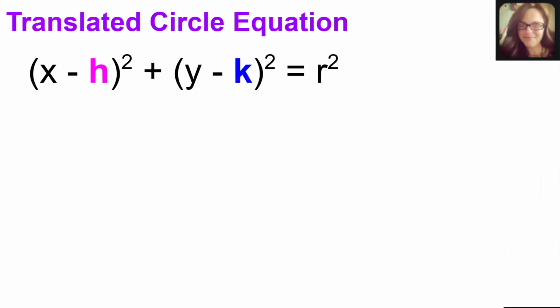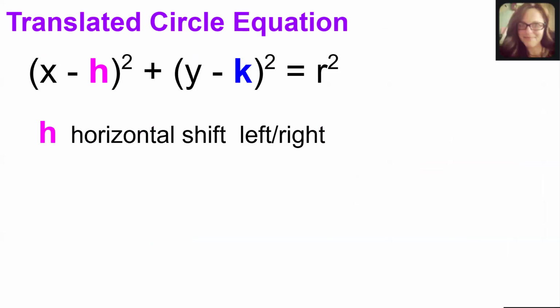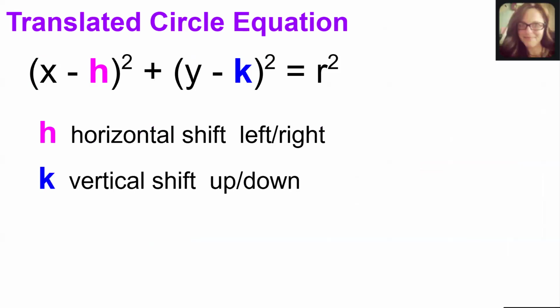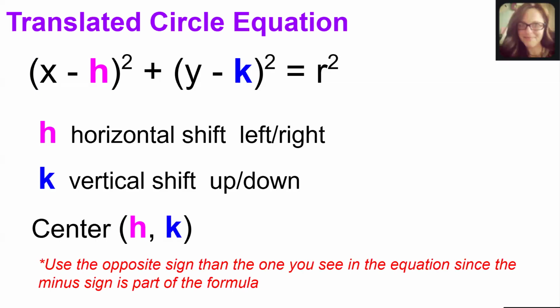Taking a look at the translated circle equation, (x minus h) squared plus (y minus k) squared is equal to the radius squared. H is the horizontal shift, left or right. K is the vertical shift, up or down. So the center of our circle is (h, k). A tip: you're going to use the opposite sign for h and k for the center than the one that you see in the equation, because the minus sign is part of the formula.